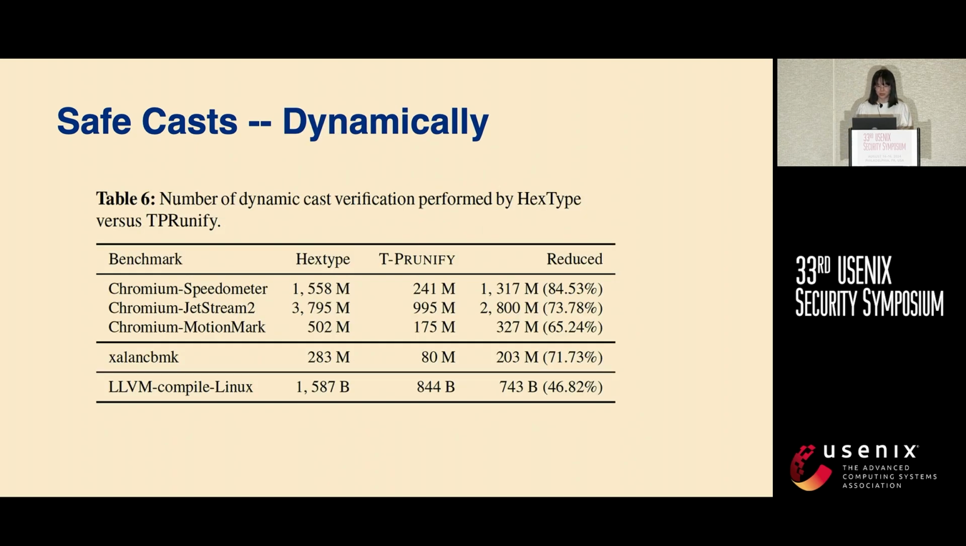if we run these benchmarks and calculate the sanitizer checks in total, things will be different. Let's take the first line as an example. We run the Speedometer benchmark, which tests web application responsiveness using Chromium. HexType performs thousands of millions of sanitizer checks, but with our pruning approach, we only perform 241 million checks. It shows that our approach can effectively reduce the number of sanitizer checks by 84%.